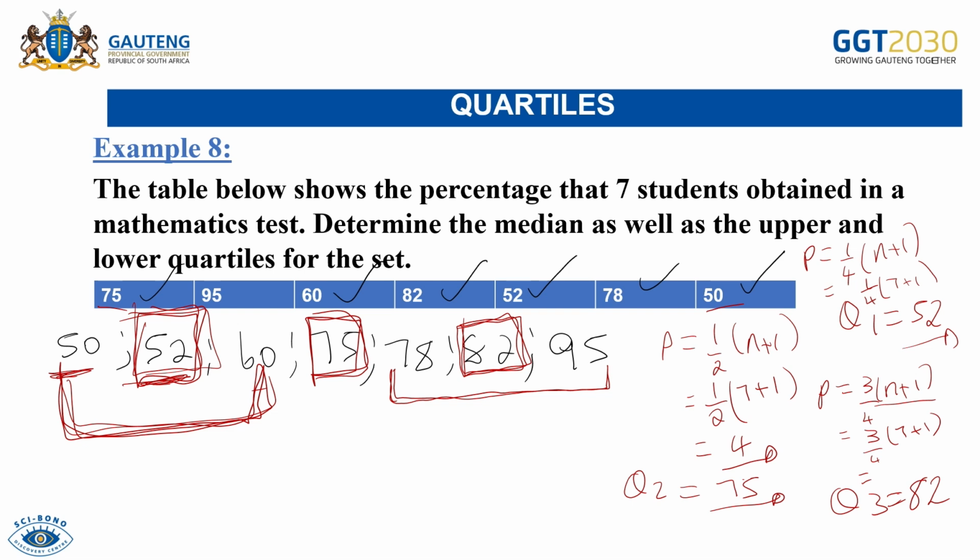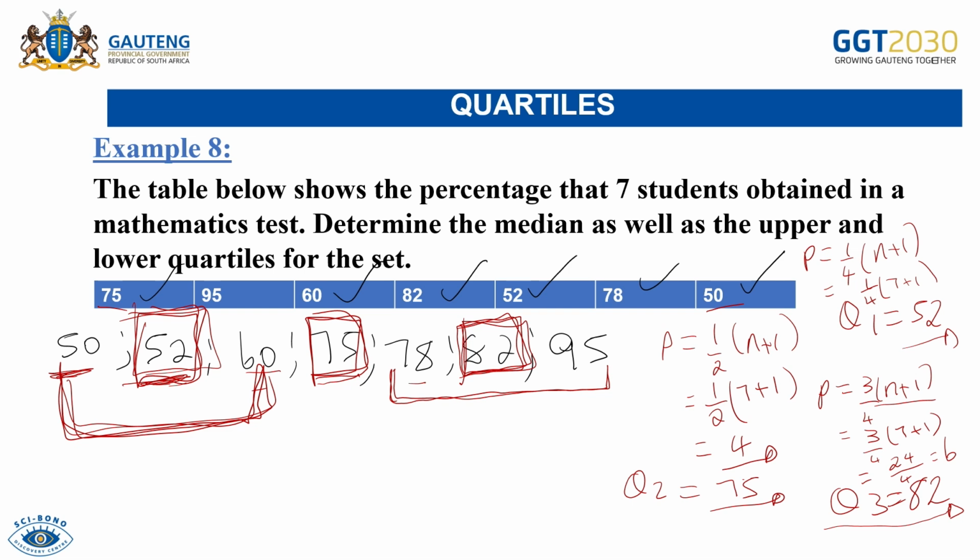8 times 3, which is going to give you 24. Then you divide it by 4. So 24 divided by 4 gives you 6. So it means your Q3 is going to be in position 6. Let's go to our data set: position 1, position 2, position 3, position 4, position 5, and position 6. In position 6, I'm getting 82. So it means my Q3 is 82.